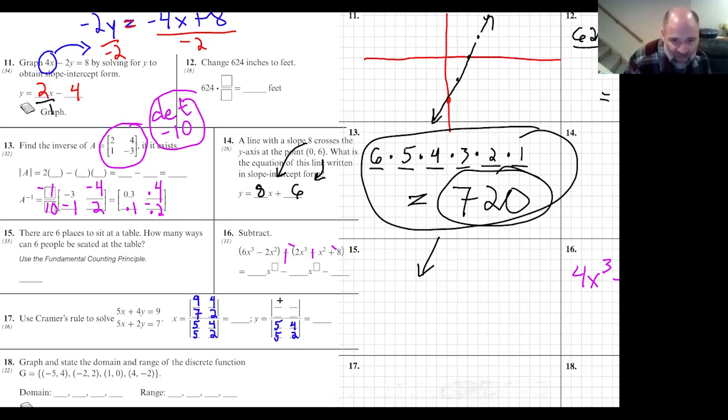So 5 and 5 and 9 and 7. For some reason with the x, when you're finding the x, you put the constants on the left side. Okay, so let's determine the determinants of those guys. So this is 18 minus 28. So that's -10 all over this guy, which is 10 minus 20, which is -10.